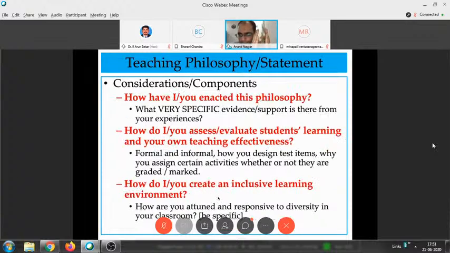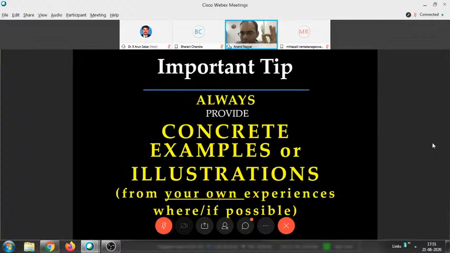So always think that a philosophy of student learning and an inclusive learning environment should be mentioned in your teaching philosophy and statement. And now the most important thing: always provide concrete examples and illustrations from your own experience wherever it is possible. Nobody is going to guide you. Please concentrate on illustrations. How better you are as a teacher. If you are taking a book in the class and discussing only a program, you are an ordinary teacher. But if I go into the class with some new notes and give them thinking power, rather than demonstrating what a for loop is, I should demonstrate how the for loop works, what the impact of the for loop is, and what conditions we should put on the for loop, then the students can think, okay, we can solve the problem with the for loop.